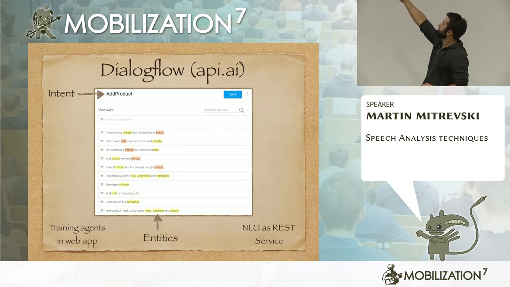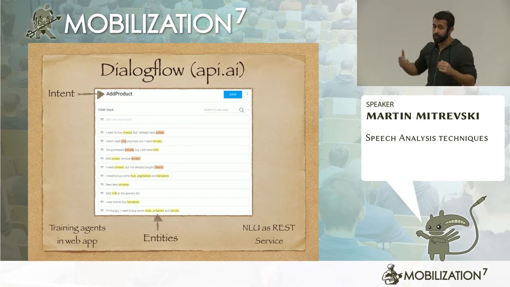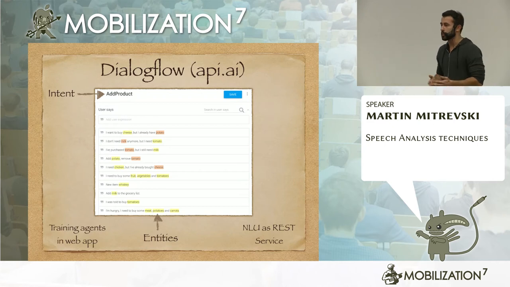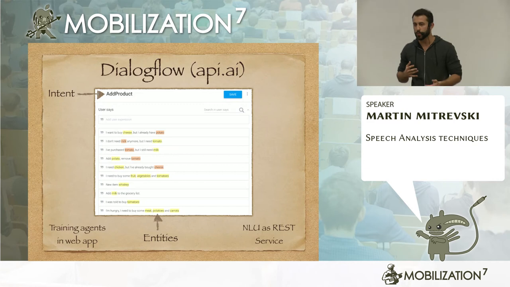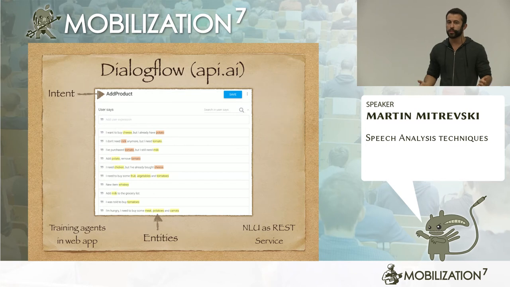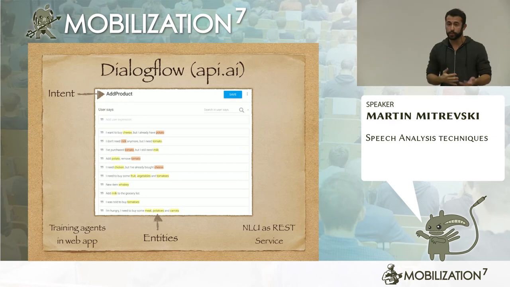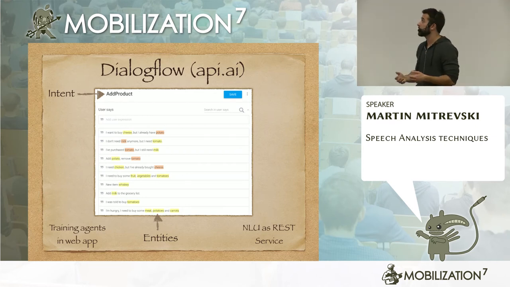We are creating this intent add product, and we are training the agent by providing as many examples as possible which are valid to our use case. So we are saying in a lot of different ways how to add products in a grocery list. And having as many examples as possible makes Dialogflow learn and respond to even previously unknown sentences. So it's using machine learning algorithms. Even if you say something that was not heard before, so if it's not trained with that sentence, it can infer this and resolve the intent in a proper manner.